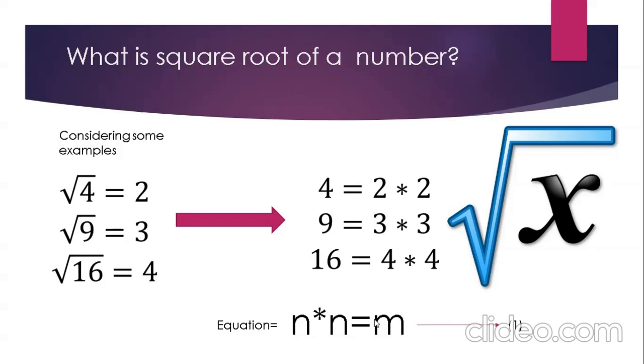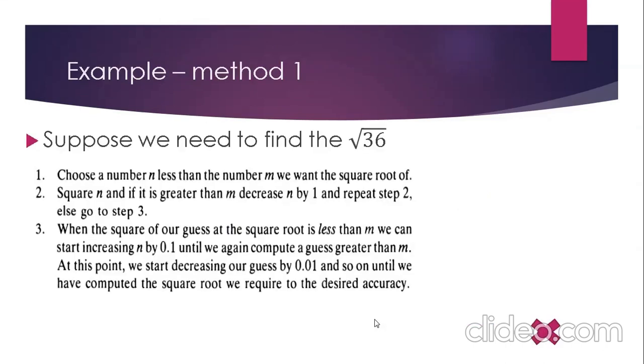Now you have an idea what exactly a square root is. So the problem is to find the square root of a number. There are different methods given in your textbook. Let us look into the first method. Suppose we need to find the square root of 36, so our m is equal to 36. With this example we will understand the algorithm.